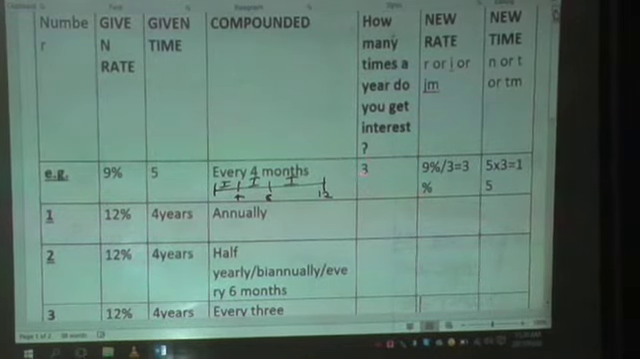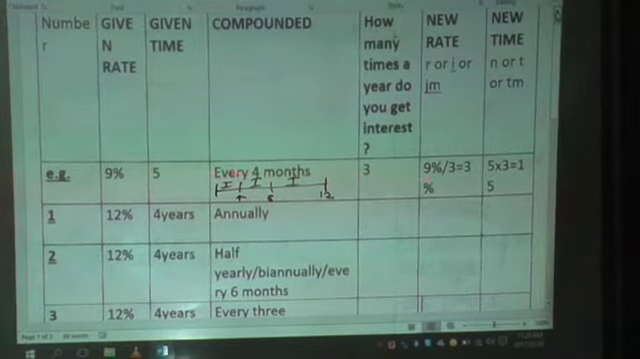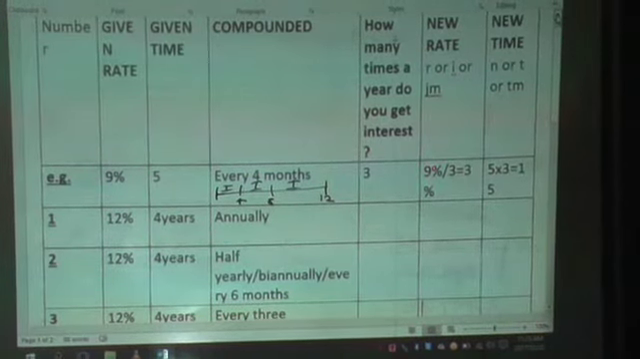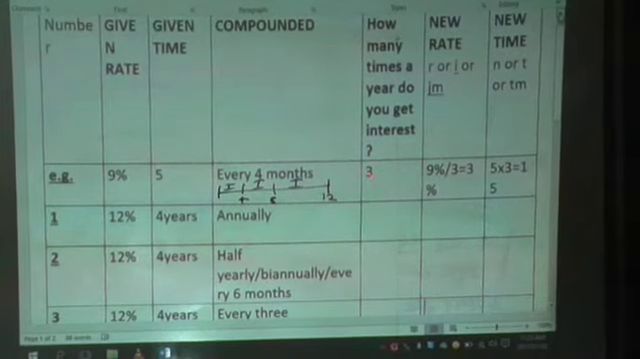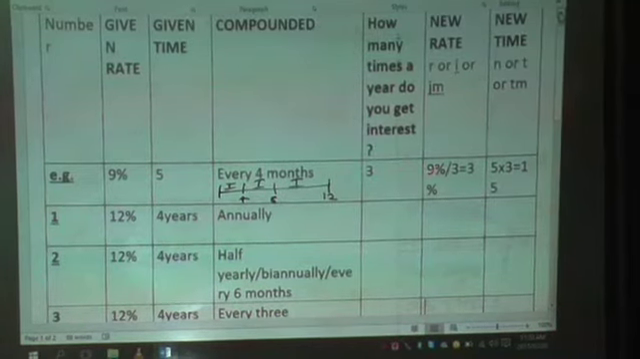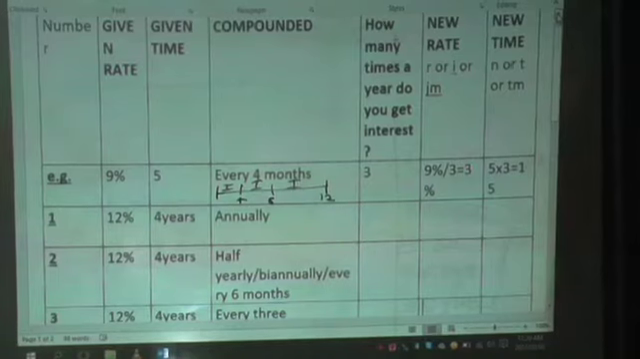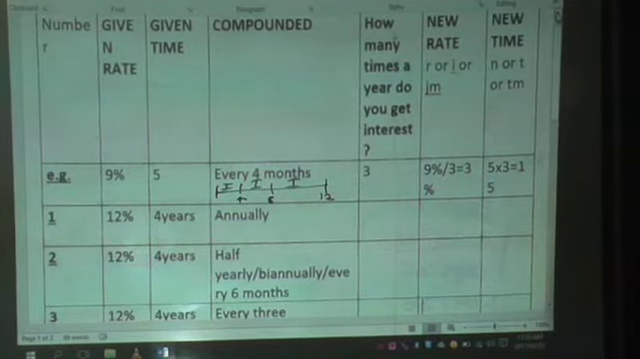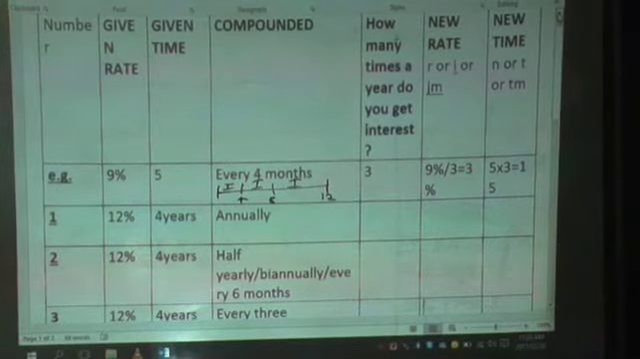Now once you work this out, it's very important to adjust the given rate. The given rate was 9%. You always, I'll repeat, you always divide the interest rate by this number here that you found. In this case it was 3. So you divide 9% by 3 and you end up with 3%. This 3% you will use in the formula, because this question says compounded every 4 months.